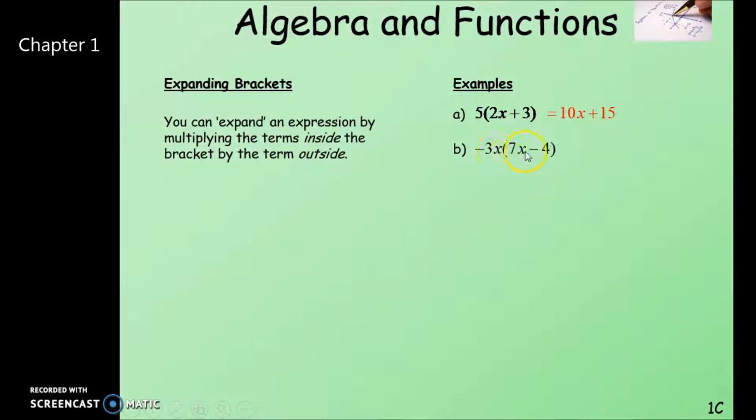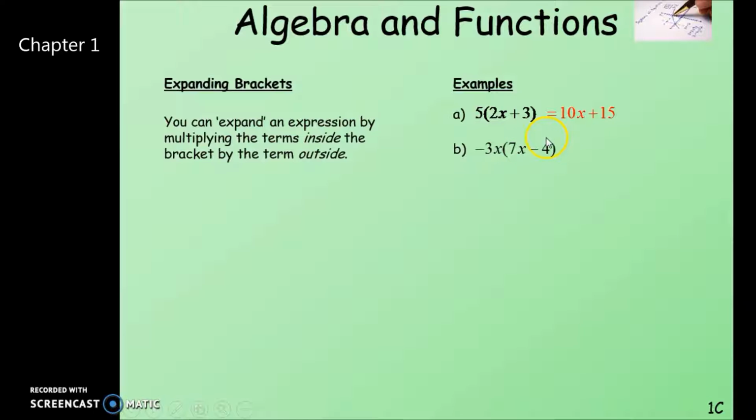So that's going to give me a minus 21. And then you've got the x times the x. Well, there's a power of 1 here, and a power of 1 here. We don't write the 1 in. But when you times the same base term, you just add the powers together. So 1 plus 1 is going to give me an x squared. So that's going to give me minus 21x squared.